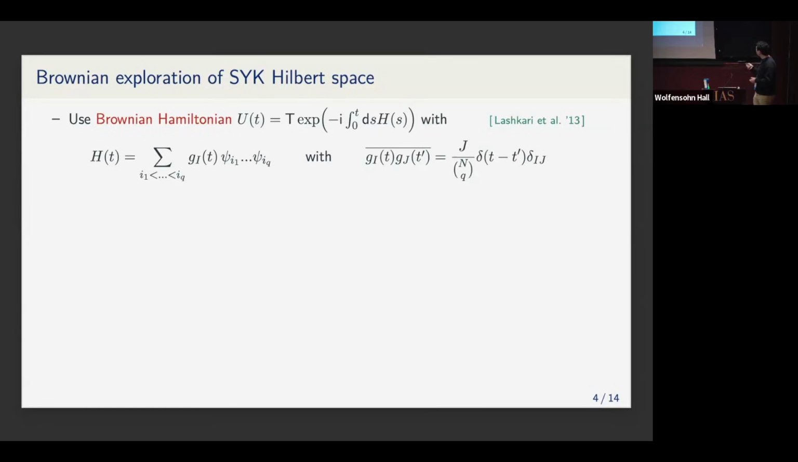So this is essentially the variance of a white noise correlated coupling, and this ultra-local term in time represents the fact that the couplings at different times, or in other words, the Hamiltonian at different times, are uncorrelated with each other. Okay?